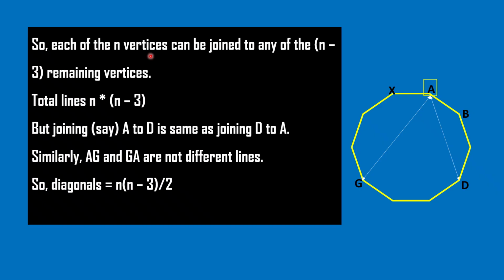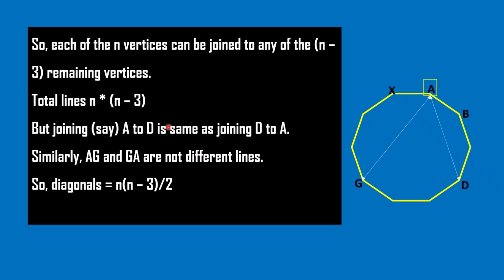So each of the n vertices can be joined to any of the n minus 3 remaining vertices. So A can be joined to n minus 3 vertices, B can be joined to n minus 3 vertices, C can be joined to n minus 3 vertices, and so on. So each of the n vertices can be joined to any of the n minus 3 vertices. So the total lines would be n into n minus 3.